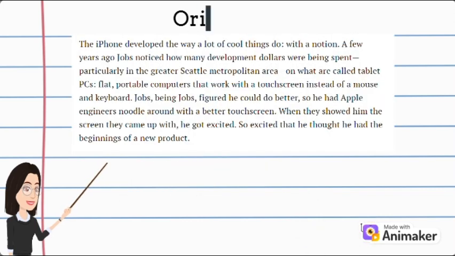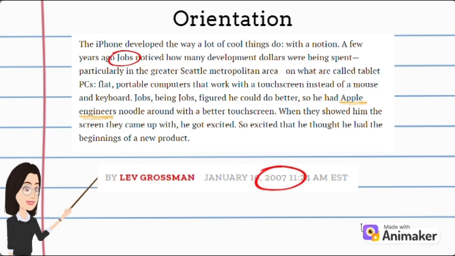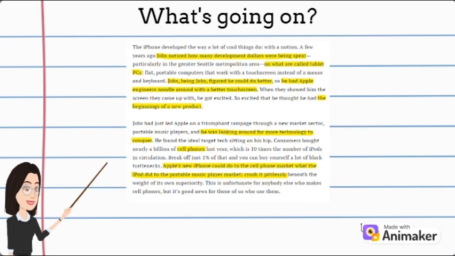The orientation of the text. Who's in the story? The characters are Steve Jobs and the Apple team. When, where is it happening? The text was published in 2007, so it happened 16 years ago in the United States. What's going on? The author is explaining the thought process and creation of the first iPhone.